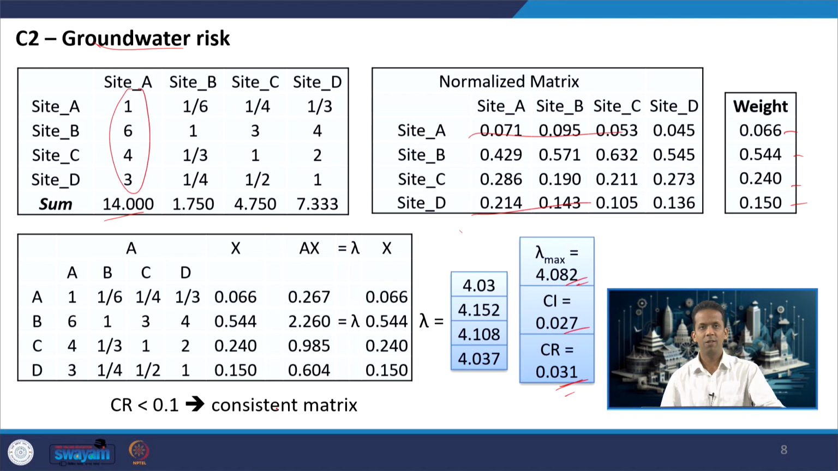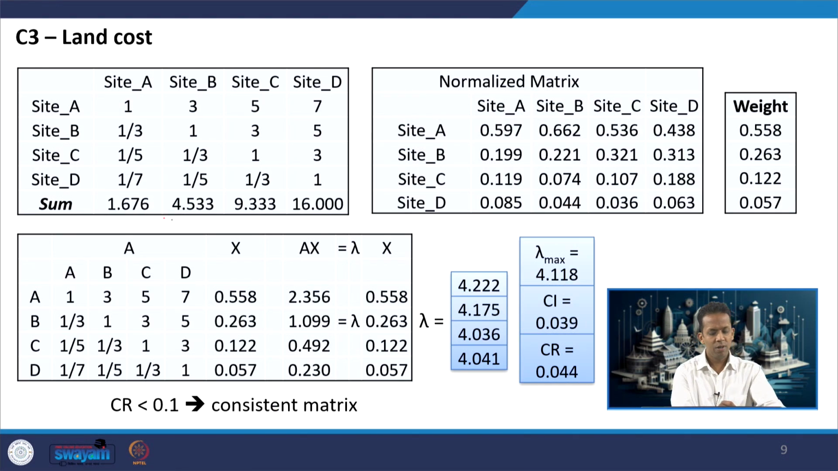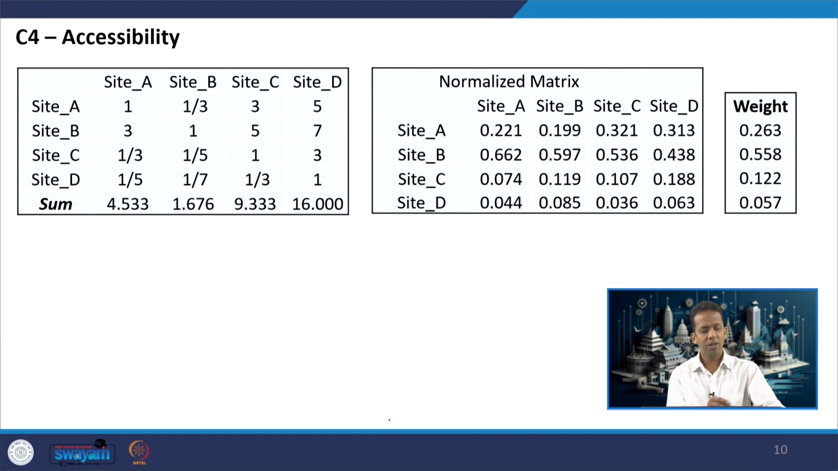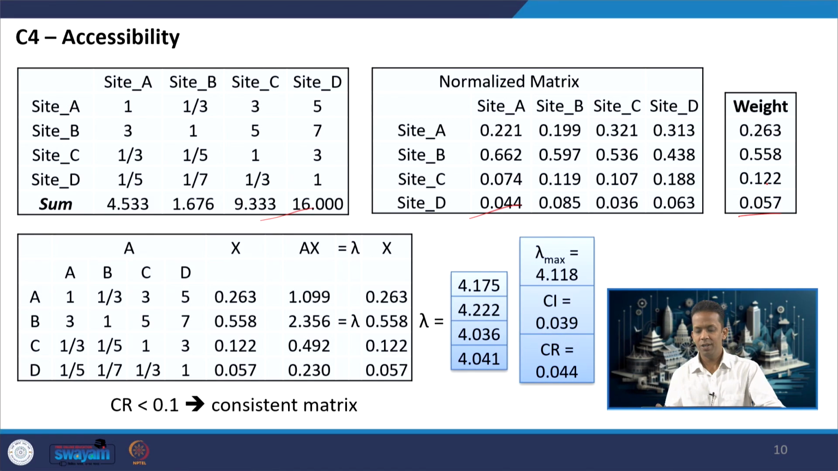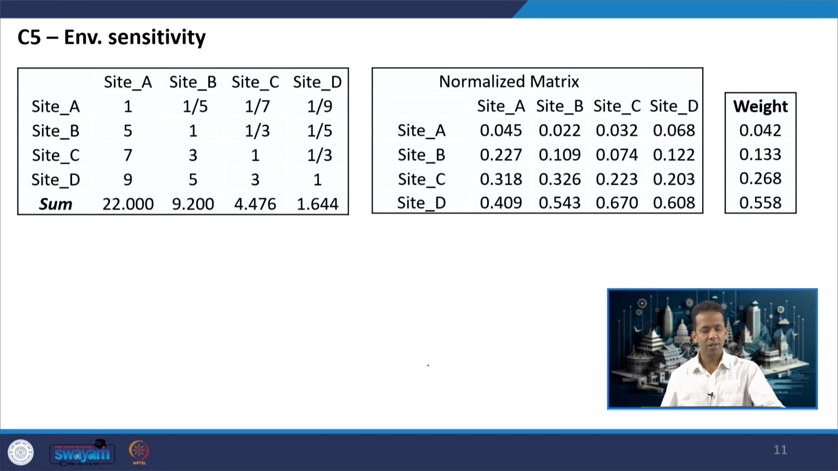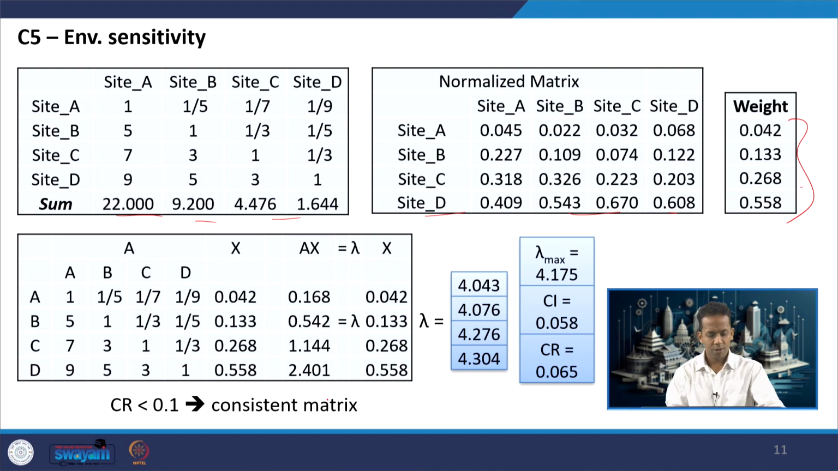So, it is consistent. For C3, land cost, again a 4 by 4 matrix, normalize, weight, check for consistency, and it is consistent. For accessibility, criteria number 4, follow the same procedure, only the numbers would change, right, and you will see it is consistent. And the last criteria, environmental sensitivity, following the same procedure you get the weights of the 4 sites under environmental sensitivity, and when you check its consistency, it comes out to be consistent as the consistency ratio is less than 0.065.